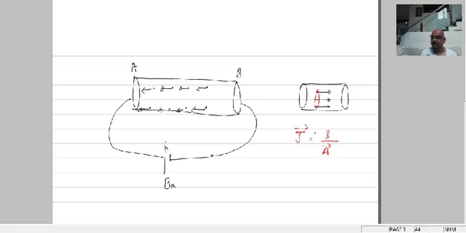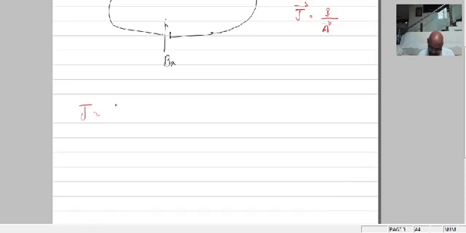Which means you are supposed to take the area vector. What is the direction of the area vector? The direction of the area vector is perpendicular to the surface, normal to the surface. If this is the area, normal to the surface is the area vector. So J is equal to I divided by A. Observe this, J is equal to I, the current, divided by area.